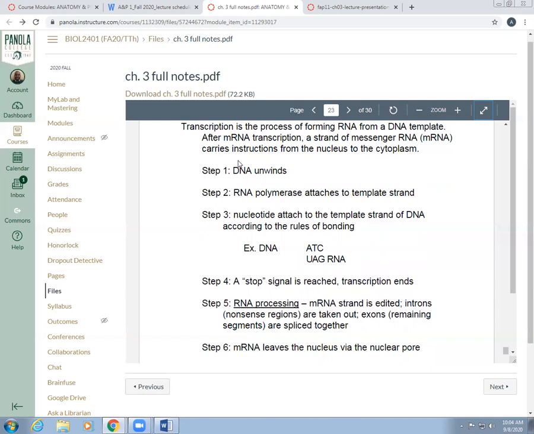And your nucleotides in the next step are going to attach to your template strand DNA according to base pairing rules. Okay? All right, so if you have ATC as a nucleotide in your DNA, the corresponding base pair in the RNA is UAG. Next, you're going to see a stop signal. So it's going to tell the process to stop transcribing.